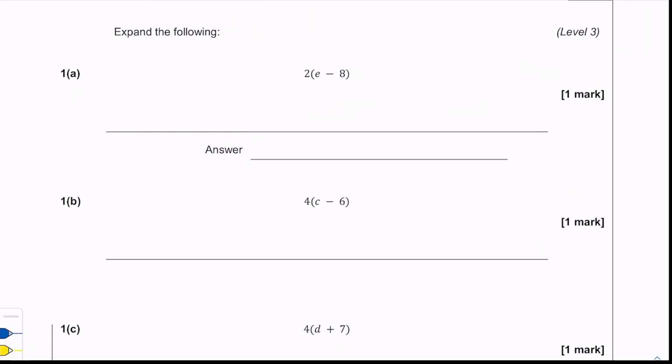Okay, so let's make a start on the first question then. The first thing that we need to do is expand 2, and then inside of our brackets we've got e take away 8. So remember, we need to multiply the term outside the bracket by all the terms inside. So we have 2 times e, which is 2e, and then take away 2 times 8, which is 16. So our final answer is 2e take away 16.